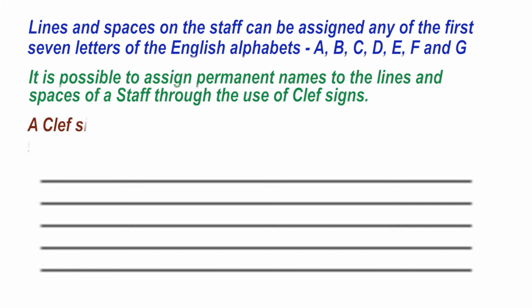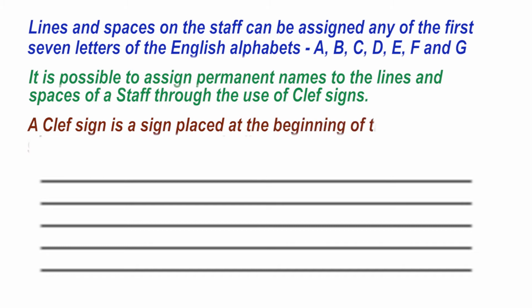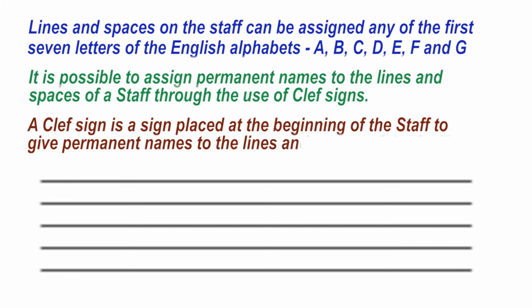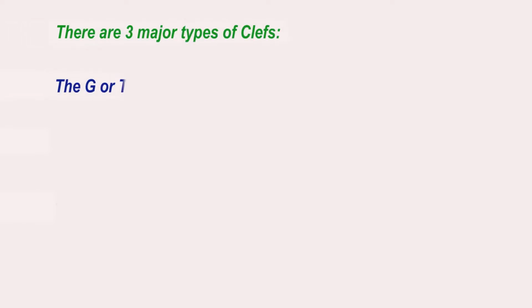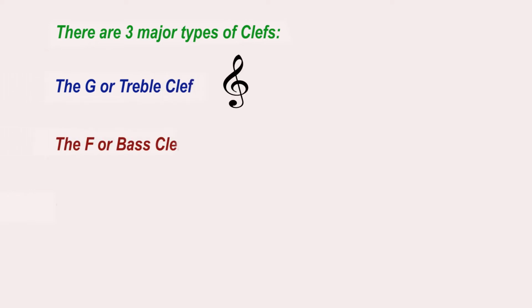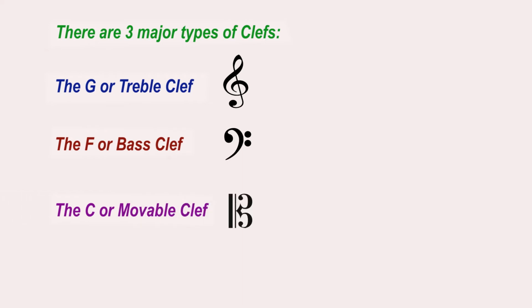A clef sign is a sign that is placed at the beginning of a staff to give permanent names to the lines and subsequently spaces on the staff. There are 3 major types of clefs: the G or treble clef, the F or bass clef, the C or movable clef. In this lesson, we will treat the first 2.